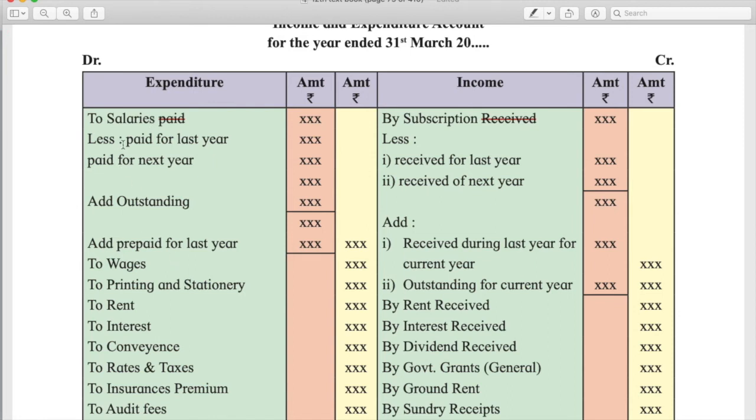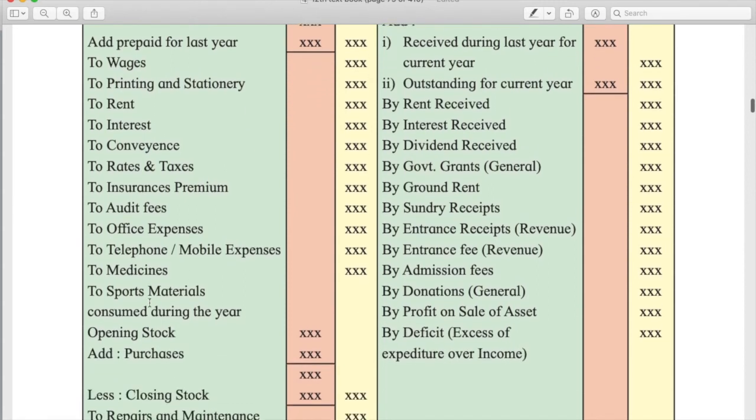So like salaries: less paid for last year. Just now we discussed that anything which is related to last year will be less. So this amount must be outstanding, paid for last year, so it will be minus. Paid for next year, so it's an advance, so it will be less. And add outstanding, so it must be current year's. And add prepaid for last year, that means it was prepaid in the last year. We had paid the salary in advance in the last year itself, so in salaries it will be added. Then wages, printing and stationery, all the expenses have been recorded.